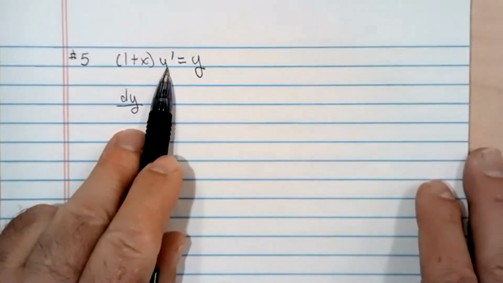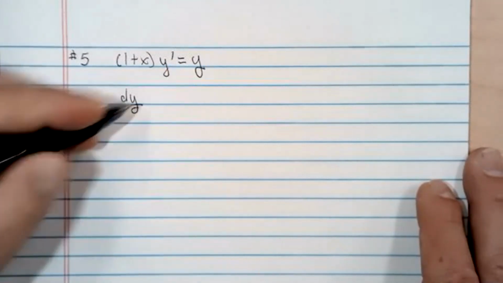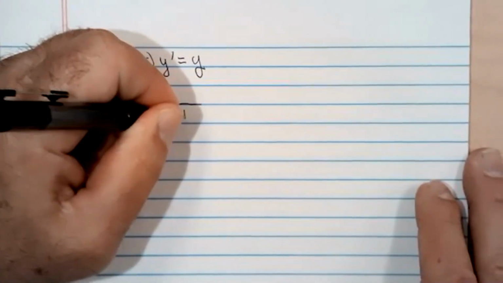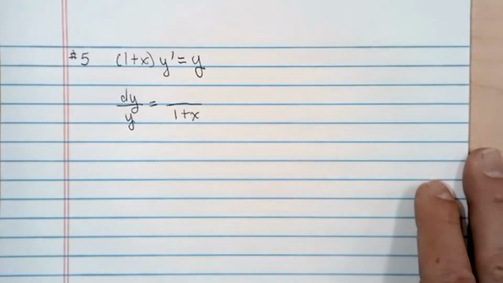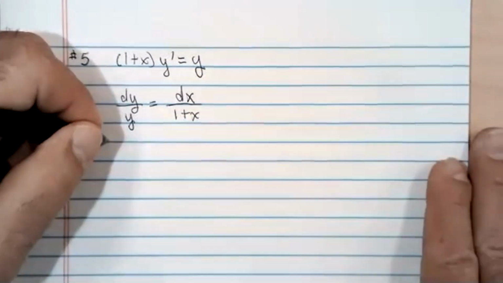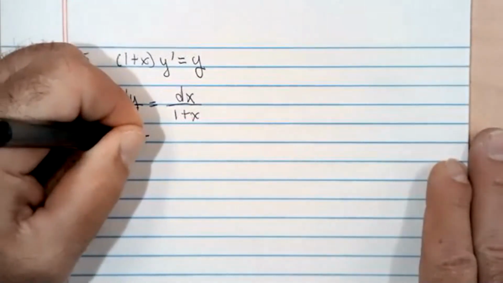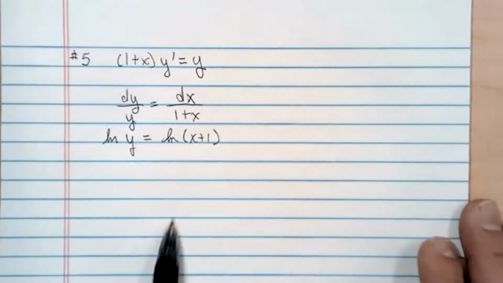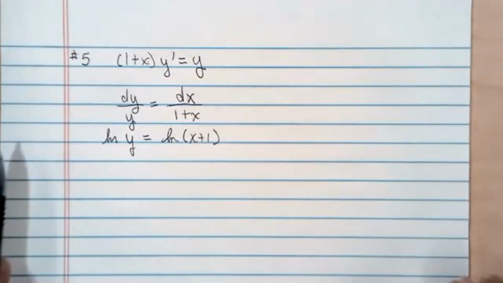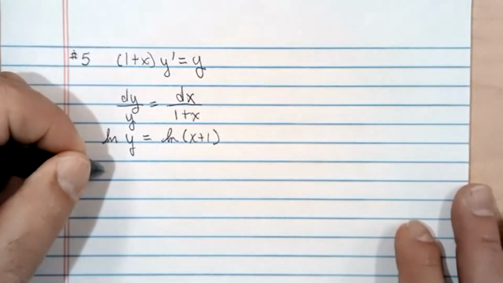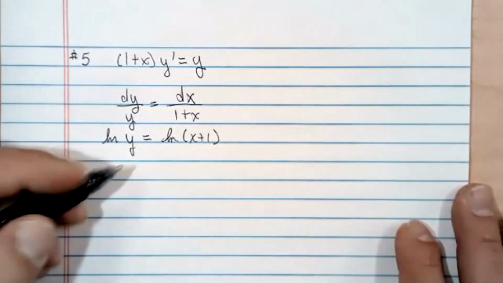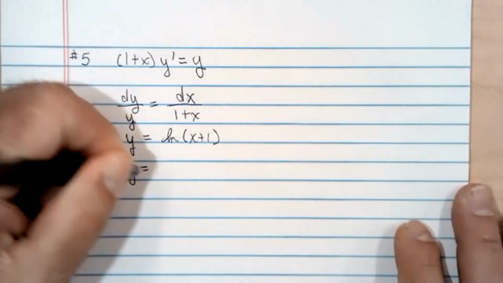This is, of course, dy over dx. So I'm going to divide each side by y, and then divide each side by 1 plus x, and then multiply each side by dx. And I think that gets it separated right there. So that tells me that the log of y is equal to the log of 1 plus x, or x plus 1, whatever you wish. And the chain rule factor, of course, would be 1, so we don't have to worry about that. That tells me that if the log of two things are equal, then the things are equal. So it looks like y equals x plus 1.